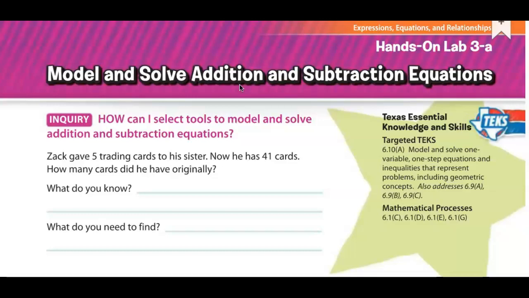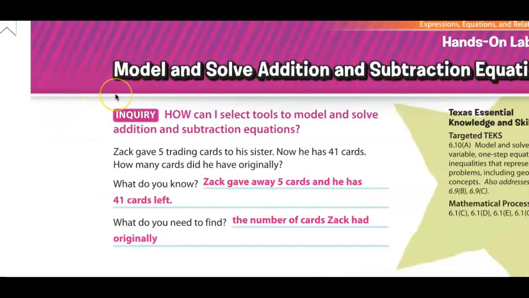The second question I want you to answer is, what do you need to find? Go ahead and answer that, please. Write that down in your book. Okay, what we know from the word problem is that Zach gave away 5 cards and that he now only has 41 cards left.